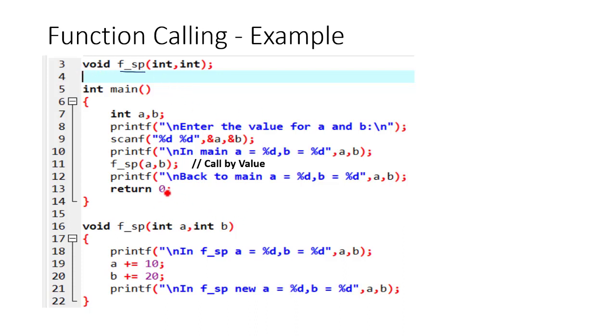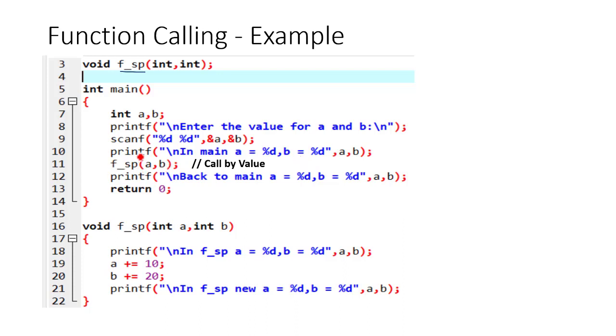Now, obviously, you can see that we are passing the values, so it is a scenario of call by value. What values are we passing? We are taking two values from the user, a and b, and we are passing that a and b to the function f underscore sp. As it is not returning anything, there is no variable which will store the return value of this one. Now let us first discuss how it will work.